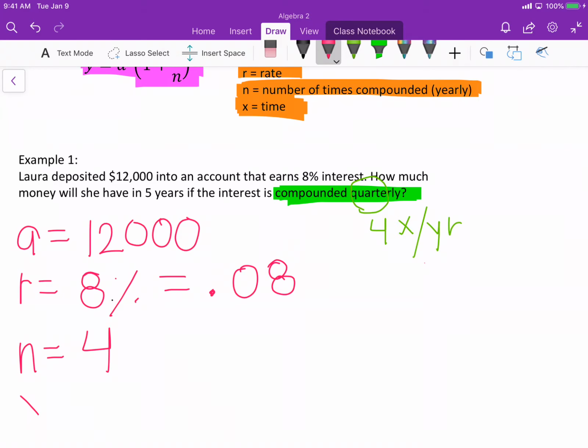And then lastly, the amount of time this word problem is asking us for is how much money she will have in 5 years. So my x value would be 5. Now that we have identified our a, our r, our n, and our x values, we can go ahead and substitute them into our formula.